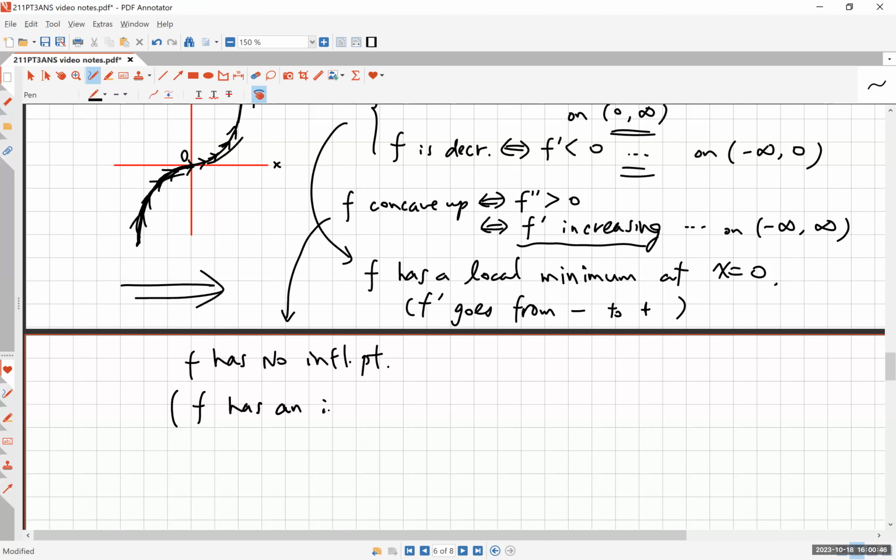F has an inflection point, let's say at c. That would mean that the second derivative is 0. And what do we know about the first derivative? Well, the first derivative must have a horizontal, well, I should say, f has an inflection point at x equal to c. That means f prime is 0 at that point, and changes its sign.